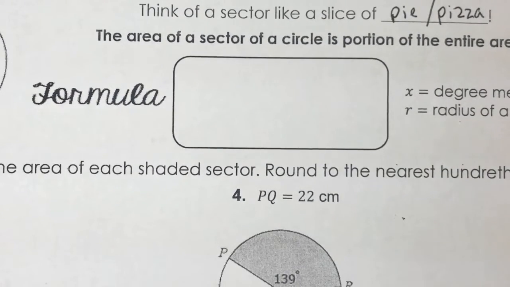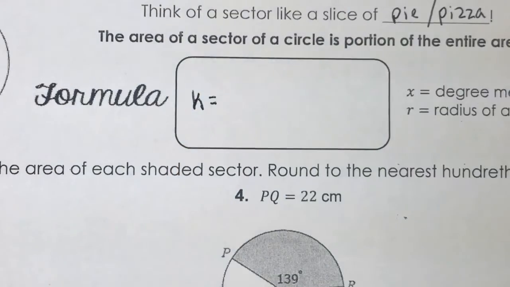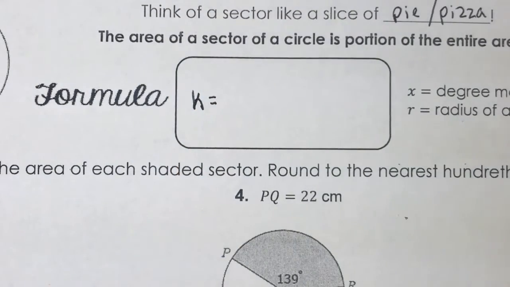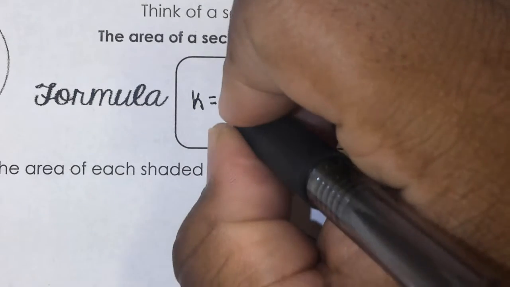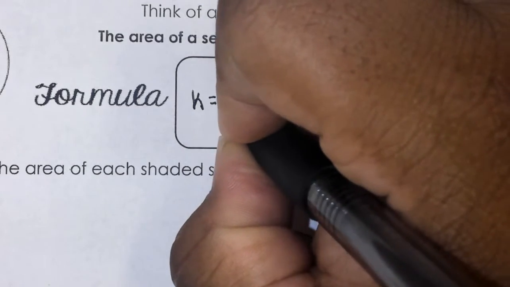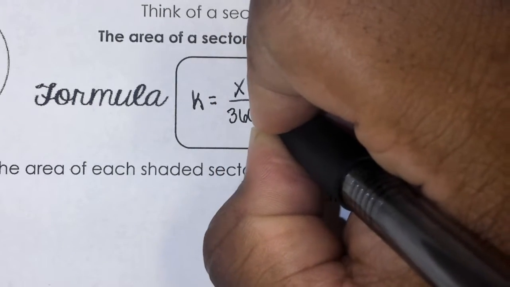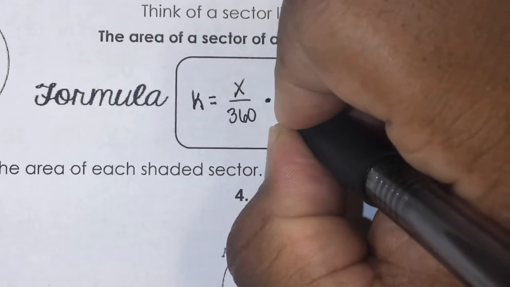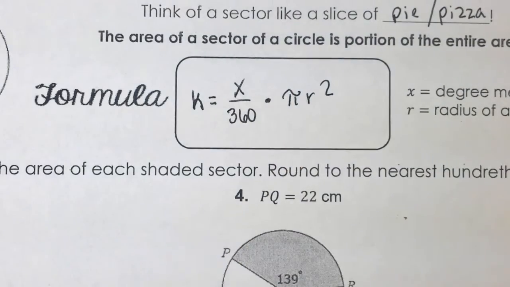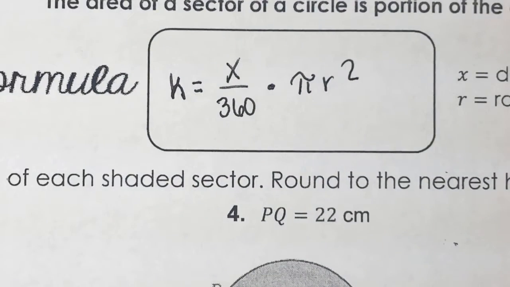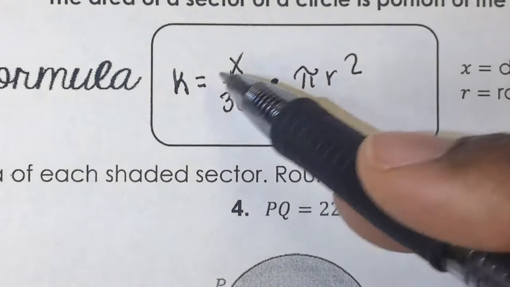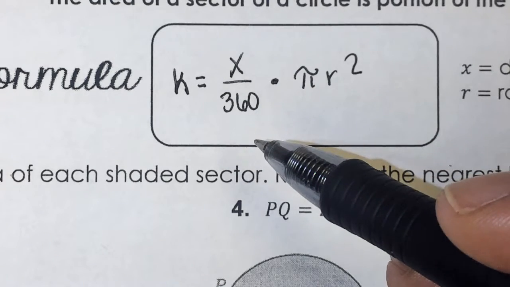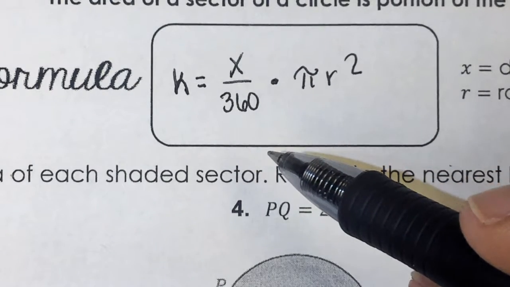So the formula for area of a sector is K. K represents area of a sector, lowercase k. I know we've used K before on scale factor, but it's for this too. K equals x over 360 times the area of the circle, which would be pi r squared. All we're doing is taking the area of the circle and multiplying it by what fraction of the circle we need. To find that fraction, you put your degree over 360, and that'll tell you what fraction of the circle you need. So if I did 90 over 360, that reduces down to 1/4. It's telling you I need to know the area of 1/4 of the circle.